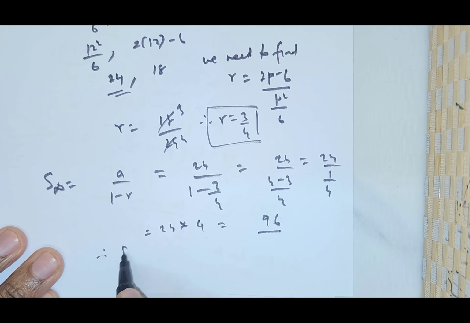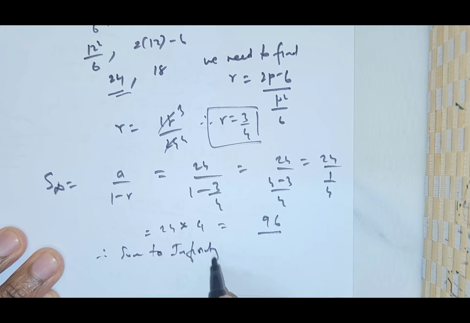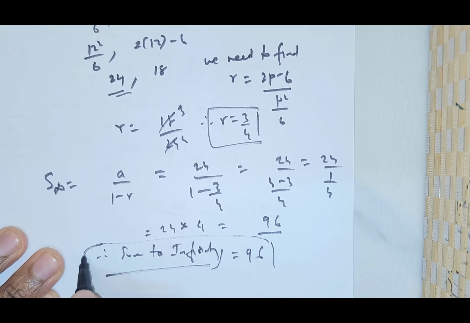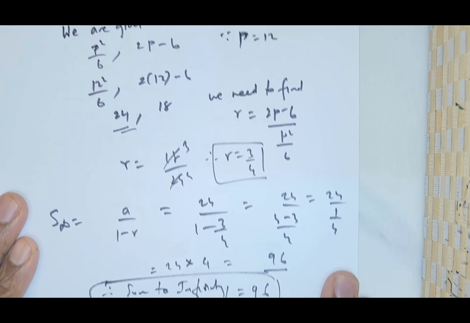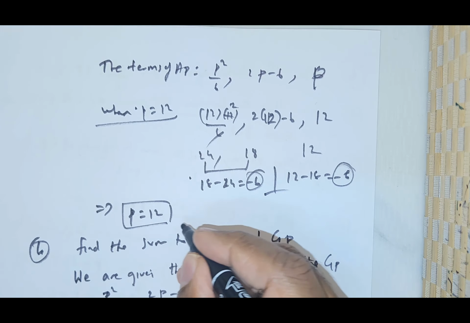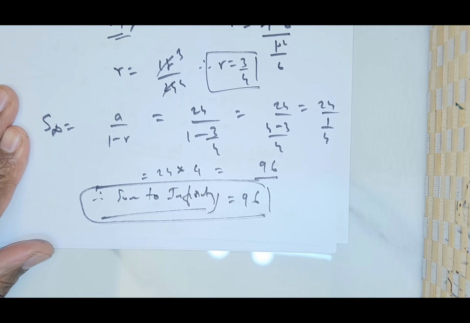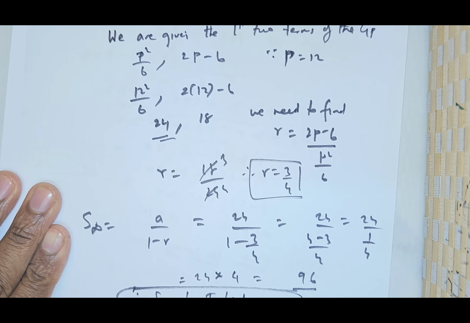So the sum to infinity is 96. So this is what we obtained. We've got the value of p and the sum to infinity. So that completes the solution for this question. Okay, students.